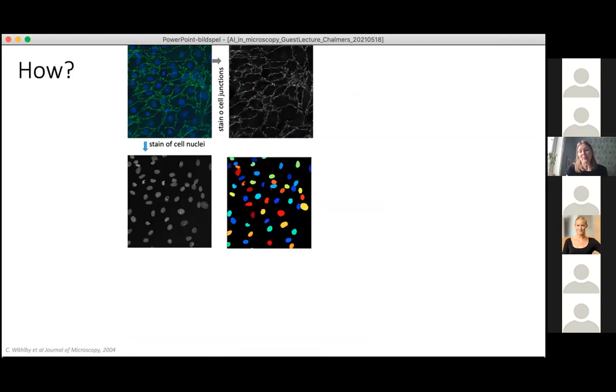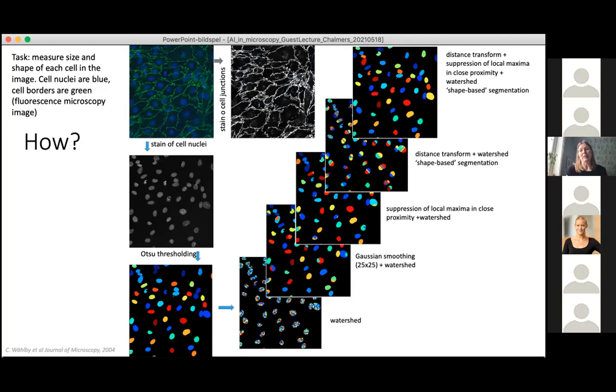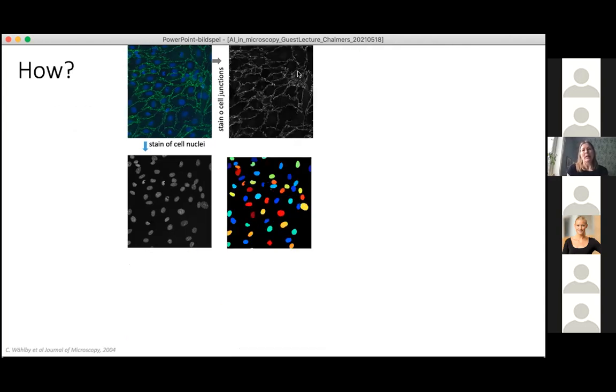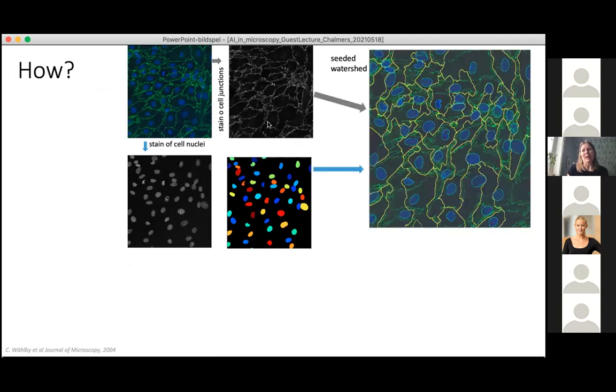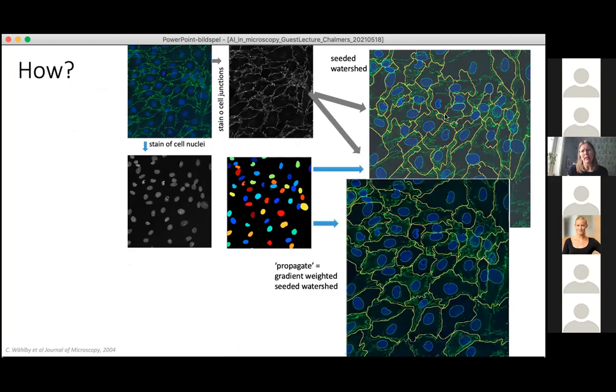Then the next step, once we have these segmented nuclei, we want to find the borders of the cells. So then we can use these as seeds in this image and apply a watershed. But again, we don't get a good result if we do it right away. Then we can use a different version of the watershed, in this case something called a gradient weighted seeded watershed, and we get a fairly good delineation of the individual cells.